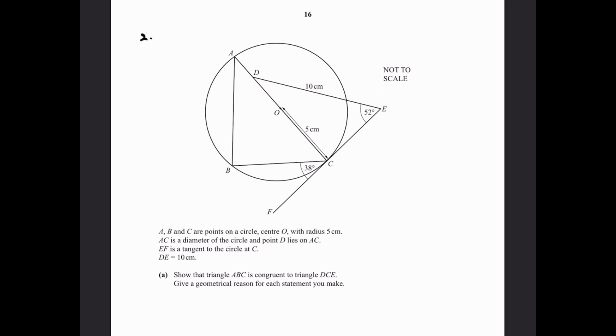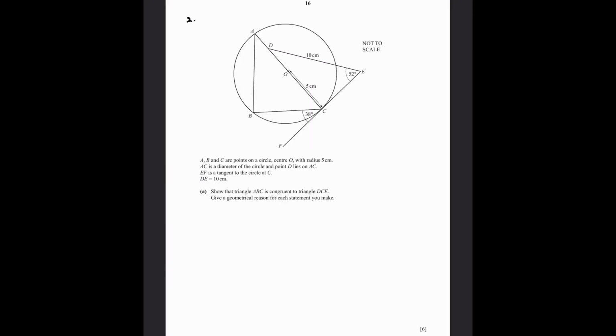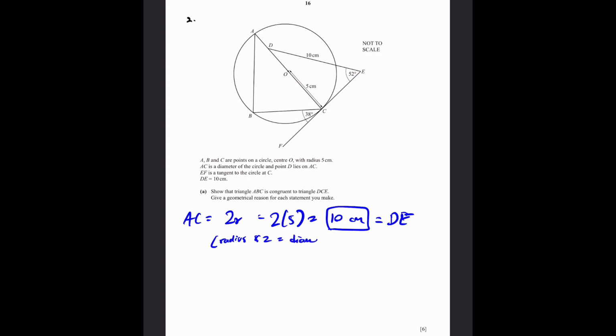A. Show that the triangle ABC is congruent to triangle DCE. Give a geometrical reason for each statement you make. Now the first thing is, we can say that AC is equal to DE. How? We know that AC is a diameter, which is 2 times the radius, which is 2 times 5, 10 centimeters. And that's equal to DE. And the geometrical reason for this is radius times 2 is equal to diameter. This is the simpler one.